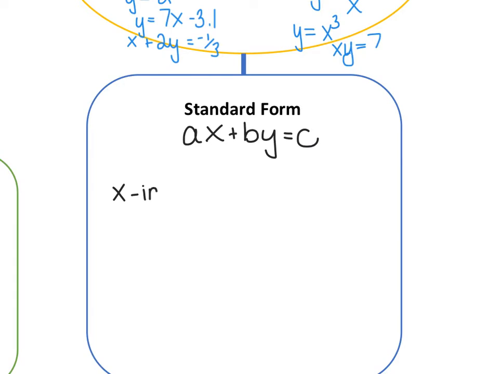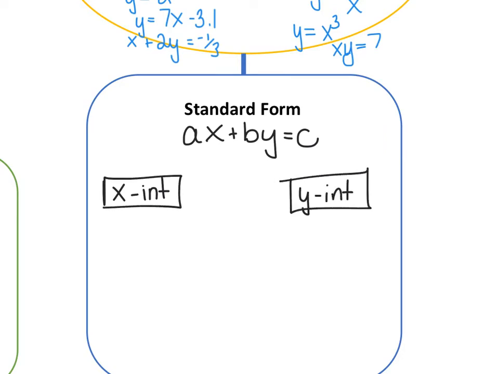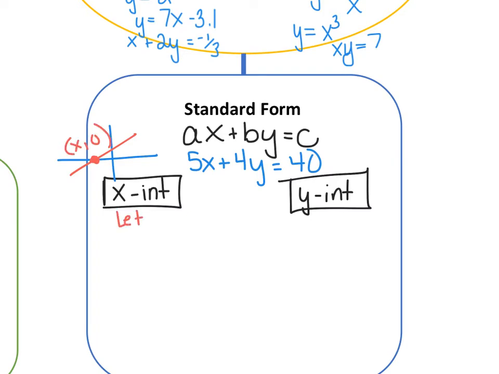When it's in standard form, it's easy to find the x and the y-intercepts, the spots where it crosses the x and the y-axis. So let's say I have the equation 5x plus 4y equals 40. To find an x-intercept, well, this is where your graph crosses the x-axis. So y is always going to be 0. So we let y be 0 to get an x-intercept.